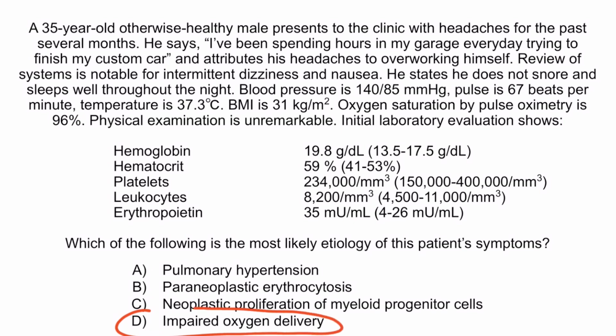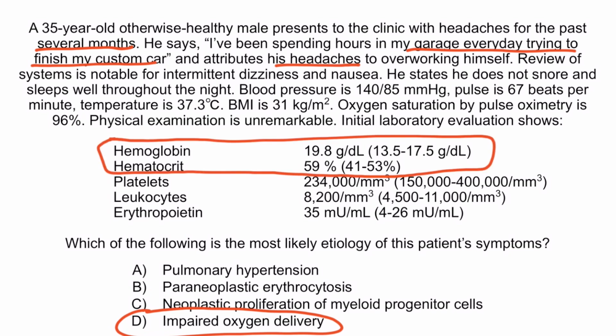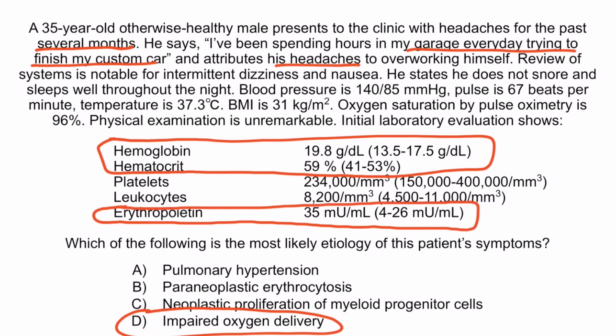Impaired oxygen delivery. This vignette describes a patient who has been working in his garage trying to finish his custom car and is now presenting to the clinic with headaches. And those headaches have been going on for several months, and we see on his labs significant polycythemia. Considering that his polycythemia is associated with increased levels of erythropoietin, it is likely that this patient is experiencing a reactive polycythemia, secondary to poor systemic oxygenation.